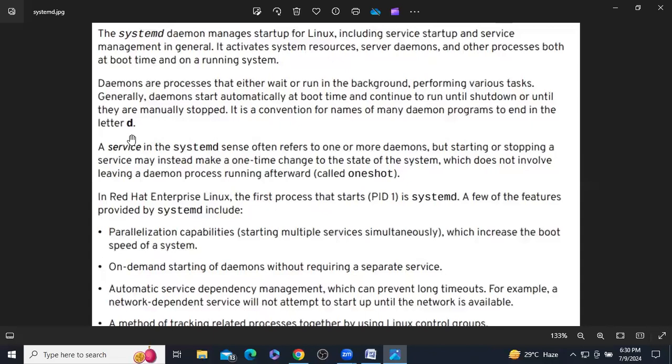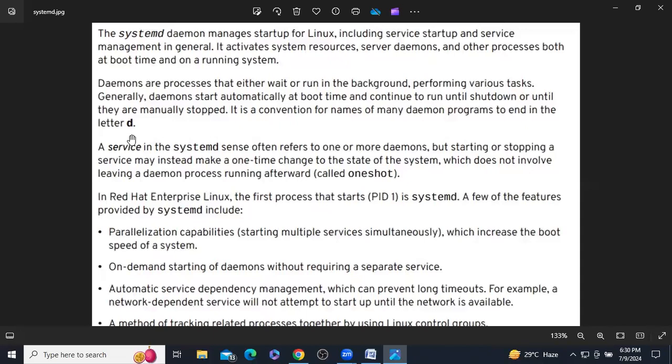HTTPD, Hypertext Transfer Protocol daemon. VSFTPD, very secure file transfer protocol daemon. SSHD, secure shell daemon. A daemon is a process. It is going to run and wait in the background. It is going to perform various tasks for us. For example, when we are installing a web server, HTTPD is a package. So for a web server, we are going to install the HTTPD package, right?